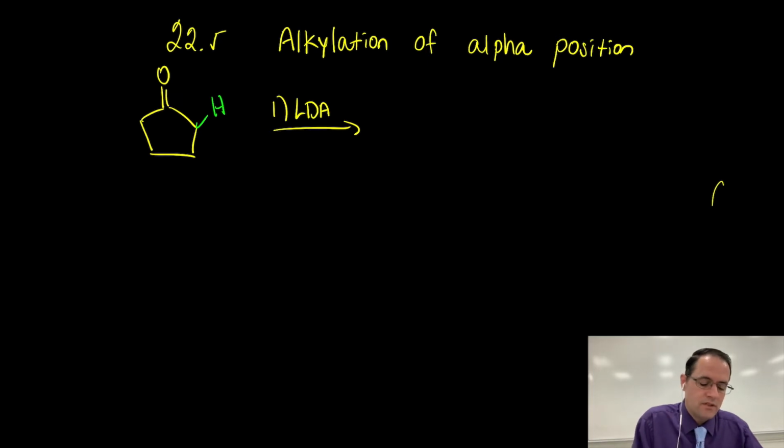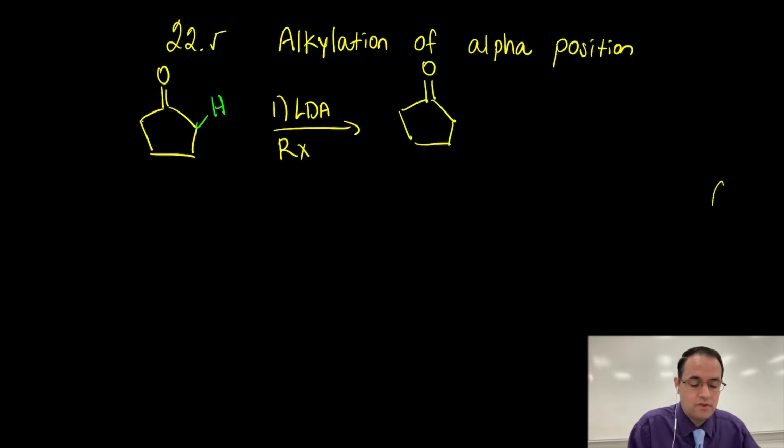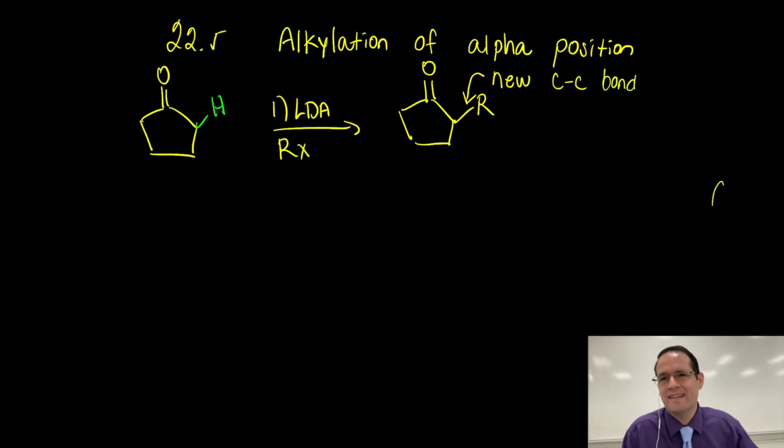And then what we're going to see is we add a primary or secondary alkyl halide, and just like the SN2 reactions we saw before, we will install the R group onto the alpha position. And so this is very important for synthesis because it creates a new carbon-carbon bond, okay? And of course, at the heart of organic chemistry is building up the carbons and making this molecule bigger and synthesizing very interesting molecules, okay?